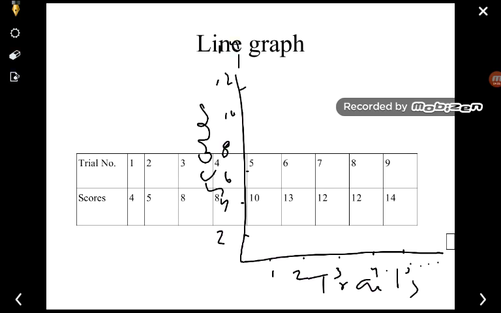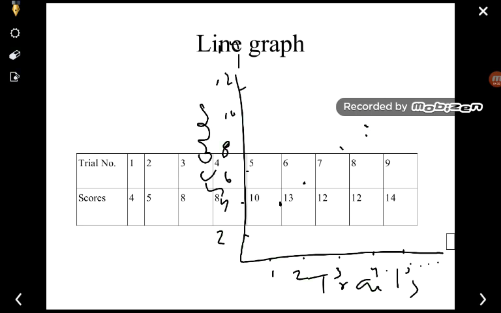First point will be 1 and 4. This point will be here. Next is 2 and 5. Some will be here. Next points will be 3 and 8. Some will be here somewhere. Next is 4th and 8. Some will be here somewhere.